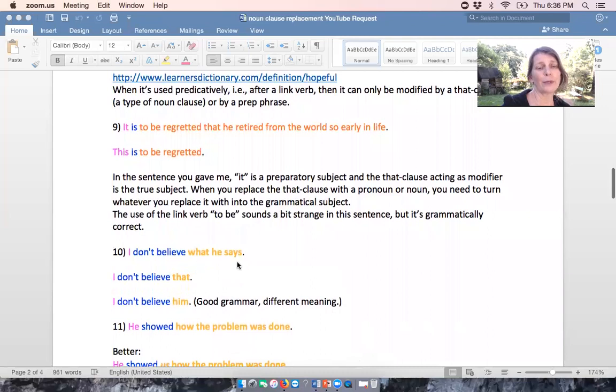Now, I don't believe what he says. We already had a sentence with believe. So we see this kind of homework I find really annoying for students, because if you know how to do one sentence, you know how to do them all. And if you don't know how to do one, then you're stuck with the whole homework. So anyway, I'm glad I didn't have to do this kind of thing when I was a student.